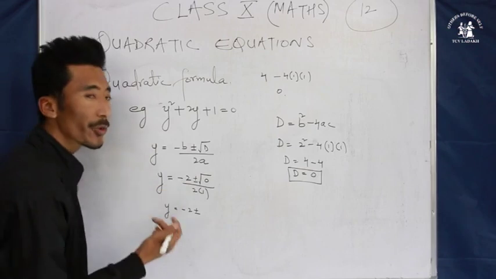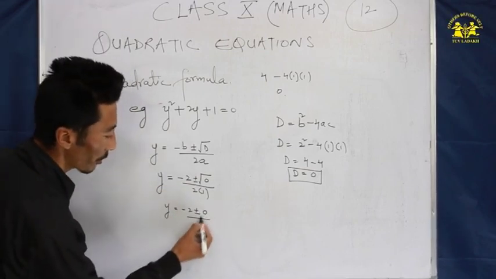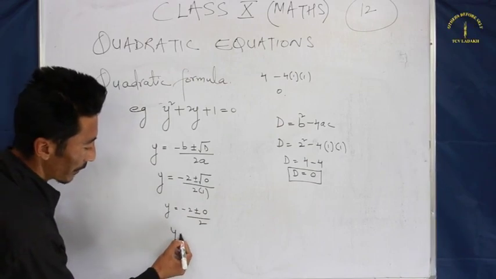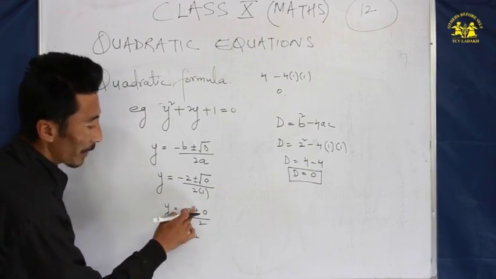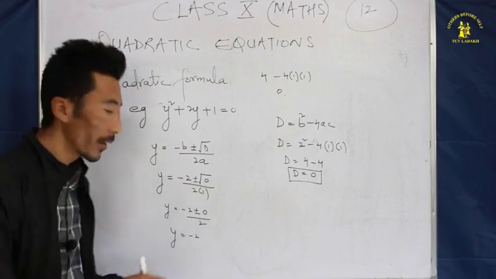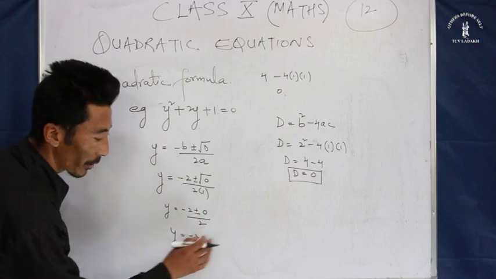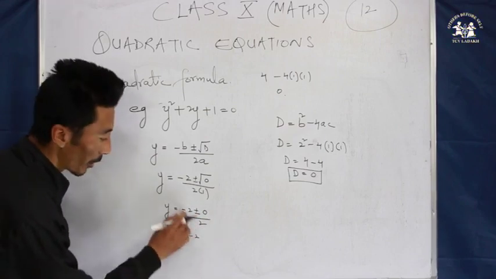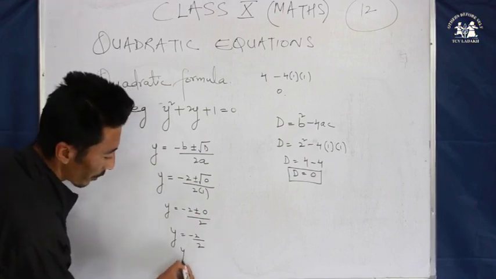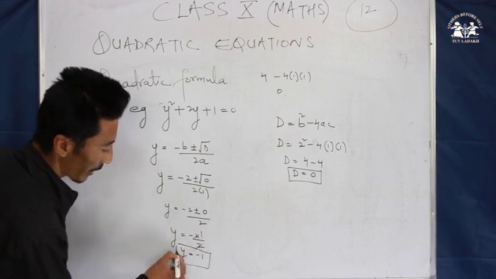So y becomes minus 2 plus and minus root 0. The root of 0 is 0, divided by 2 times 1, which is 2. So y becomes minus 2 plus and minus 0, and 0 is neither positive nor negative. The given number is minus 1, so minus 2 divided by 2, so y equals minus 1.